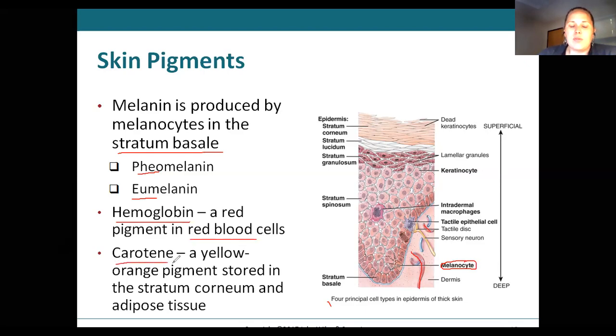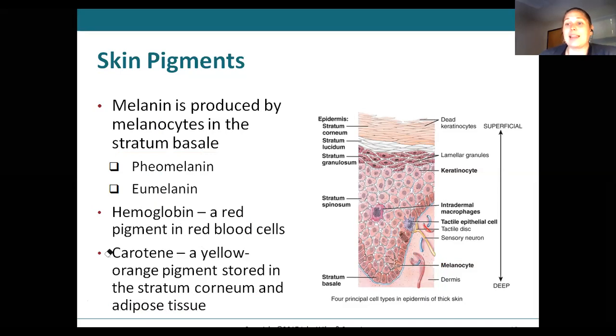And then also the amount of keratin that we ingest is going to give rise to some of our coloring in our bodies. So keratin is going to be a yellow-orange pigment stored in the stratum corneum and adipose tissue. It's going to be the product of our diet, and so if you're eating, let's say, a lot of carrots, you'll have a lot of keratin in your system, and that can give a yellow-orange pigment.